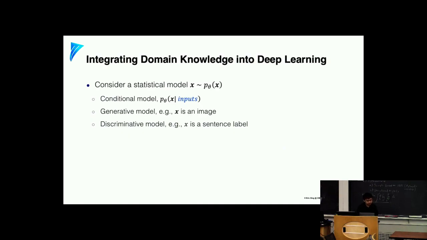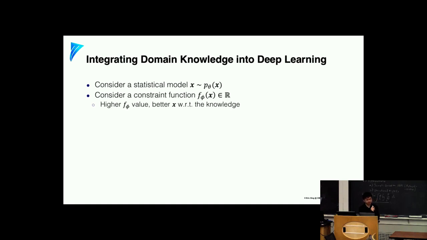So let's consider a statistical model P(x). This model can be basically whatever model you want. It can be a conditional model, for example, where x can condition on some input. This can be a generative model if x is an image. This can also be a discriminative model if x is a sentence label, and the model depends on some input sentence. So we just formulate this model as P.